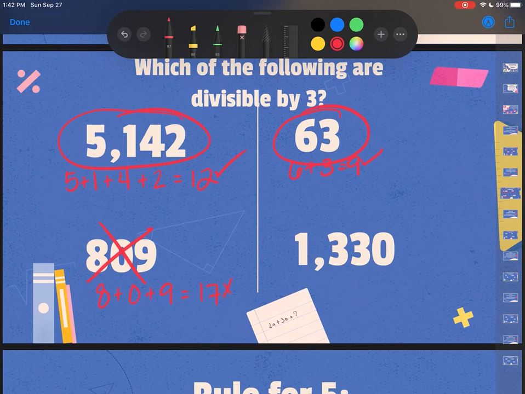Now let's try 1,330. I have 1 plus 3 plus 3 plus 0. Well, 1 plus 3 is 4, plus 3 is 7, plus 0 is still 7. So let's skip count by 3. 3, 6, 9. I don't run into 7. So that means 1,330 is not divisible by 3.